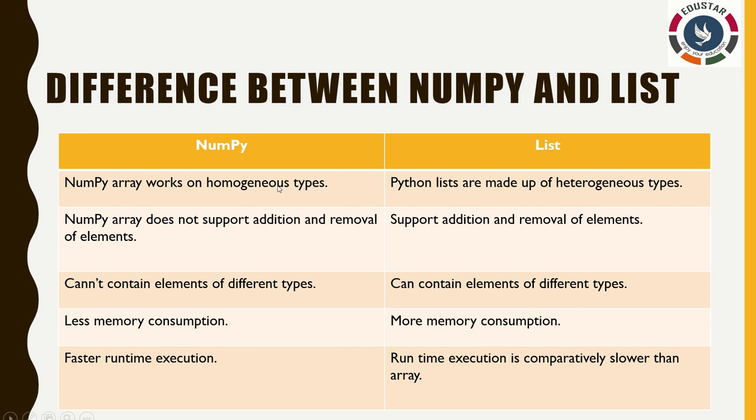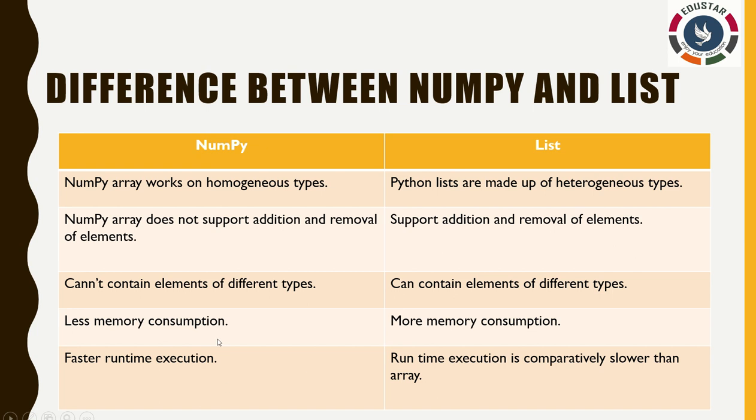In NumPy we are giving the same data types, and in a list we are giving different data types. A NumPy array does not support the addition and removal of elements. Suppose you want to add elements to it, we cannot add them, but we can add and remove elements in a list. And a NumPy array cannot contain elements of different data types because each data type will be the same, while a list can contain elements of different types, correct?